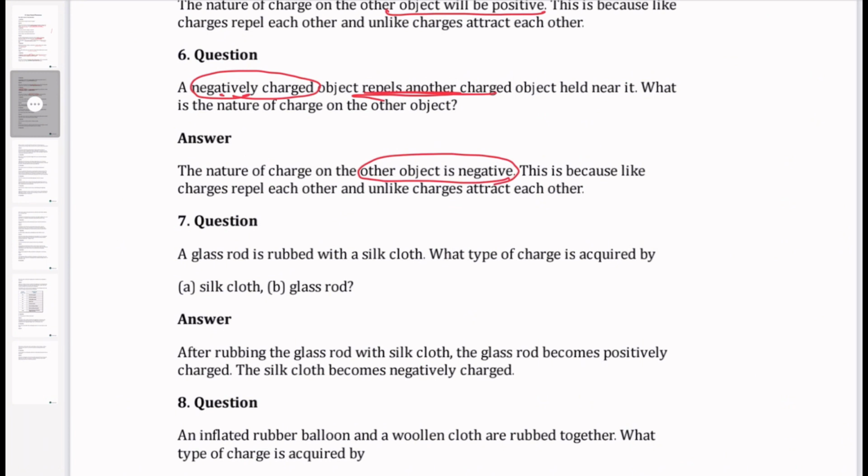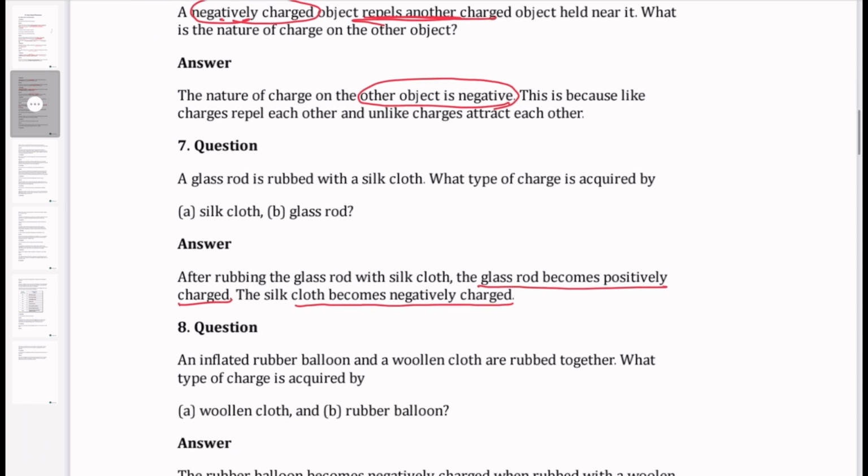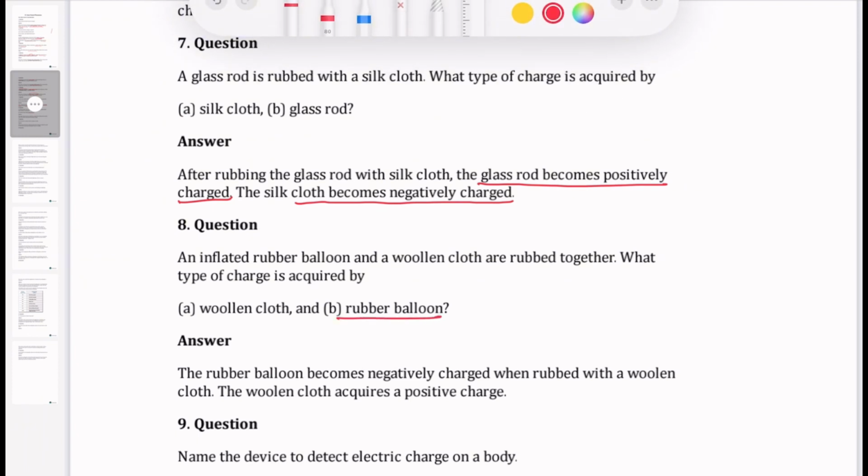A glass rod is rubbed with a silk cloth. What type of charge is acquired by each? Always remember, the glass rod is always positively charged by convention. So the glass rod is positive, and the silk cloth becomes negatively charged. Then what about the rubber balloon and the woolen cloth? Again, we have already learned: the rubber balloon is going to acquire negative charge. Then, if that is the case, the woolen cloth acquires positive charge.